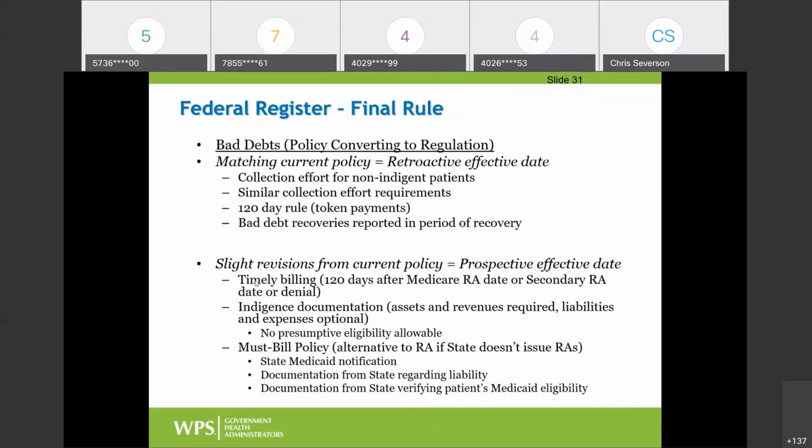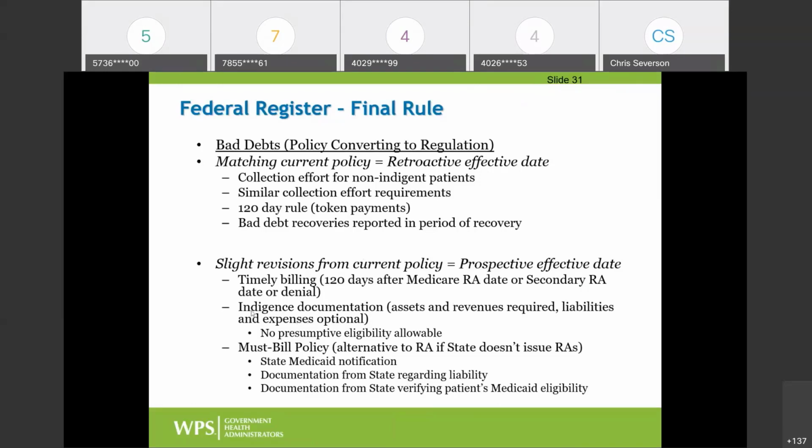Now CMS has come out and said they're going to allow up to 120 days after the Medicare RA date, or if there's a secondary payer like Medicaid or another insurance company, then it would be 120 days after that later secondary RA date or the denial from that secondary payer. So this gives you quite a bit more time, a lot more leeway than a lot of the other MAC standards have been, including ours. But again, keep in mind that's prospective effective date for that being locked in.